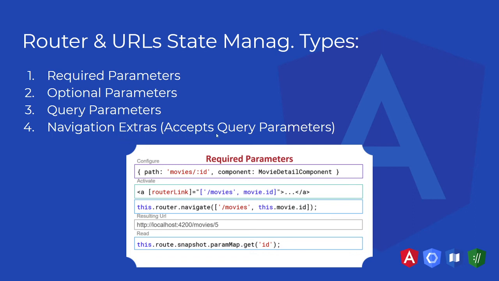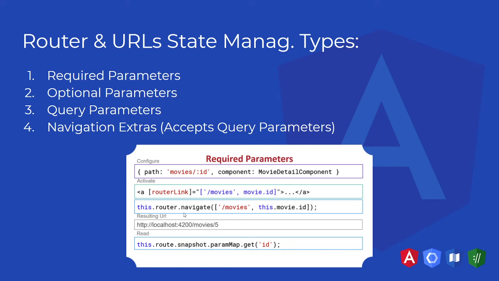So this actually accepts the query parameter. As you see in the snippet, we have this path movie/id, and the component is the movie detail component. So this is actually the activated route. When you send the router link in a view like this to take the params, I have passed the URL /movies, and I'm sending the object for movie.id.